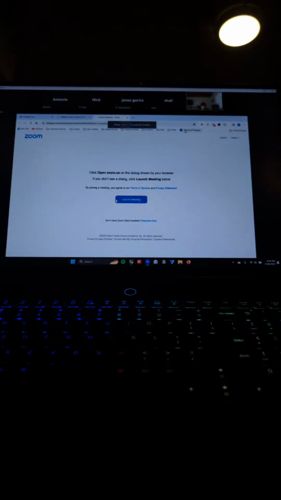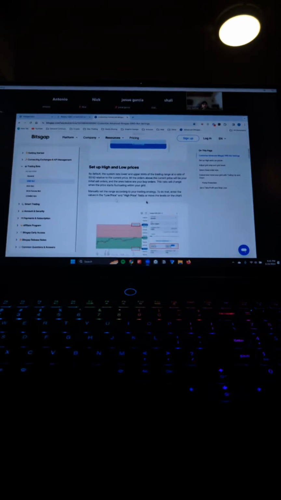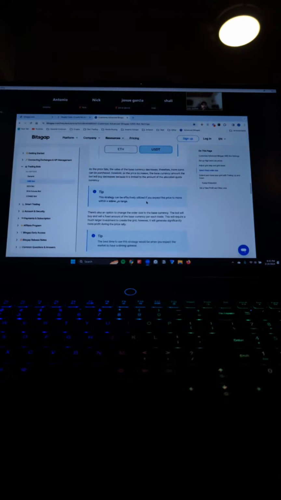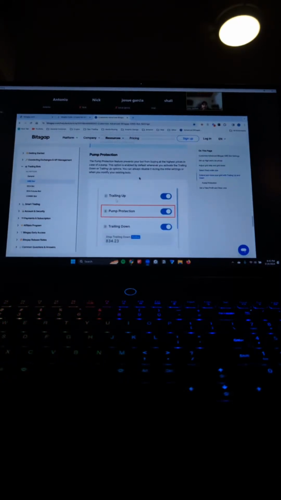So it's this link. It just shows us a Bitsgap help desk. It gives you more information on what everything does, and that's where I've been trying to study everything. Pump protection, I remember I didn't know what that was.